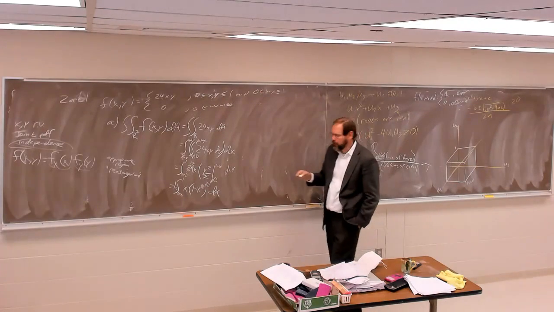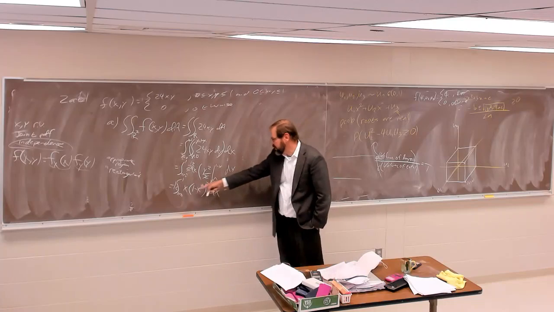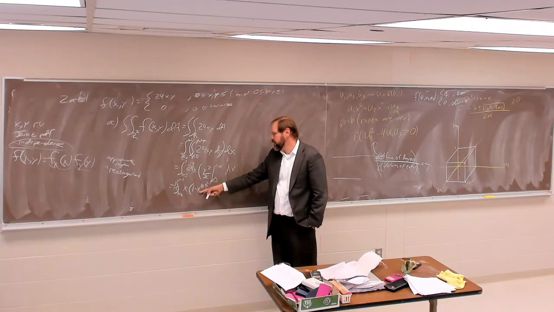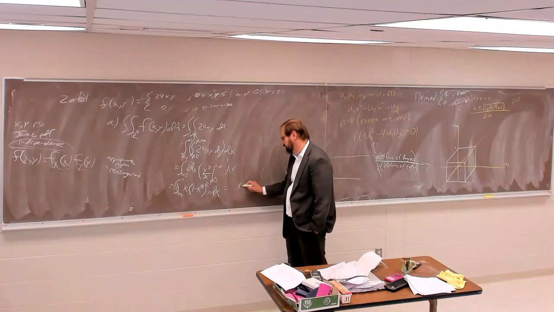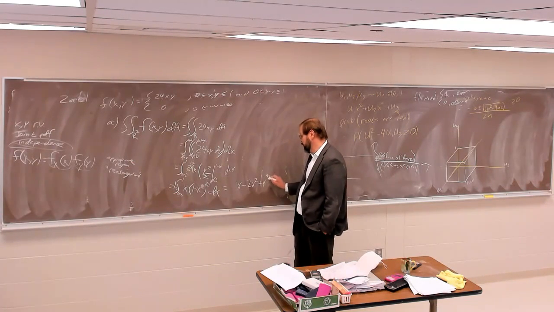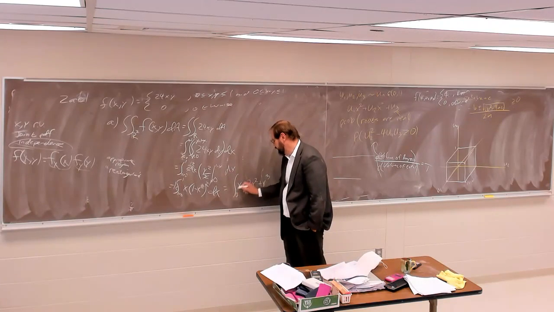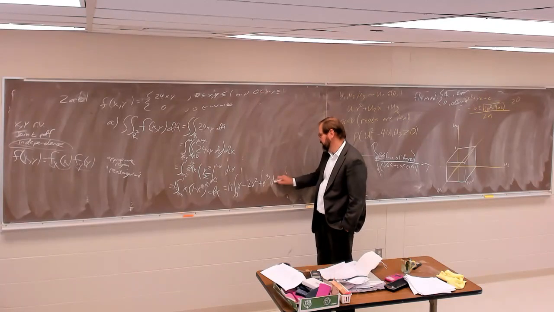Probably just going to FOIL it out, right? Probably just want to write it as, so this would be 1 minus 2x plus x squared, and I could write it as x minus 2x squared plus x cubed. And someone tell me if I did that incorrect, but I think that's okay. dx.